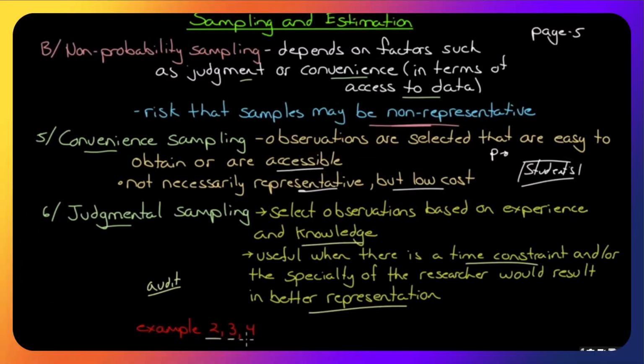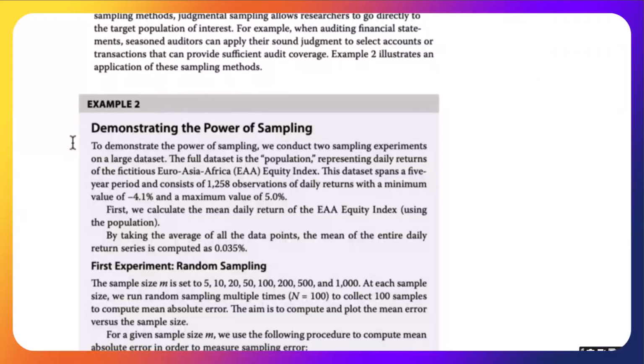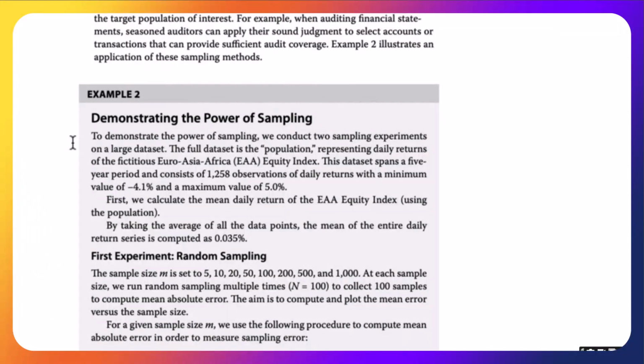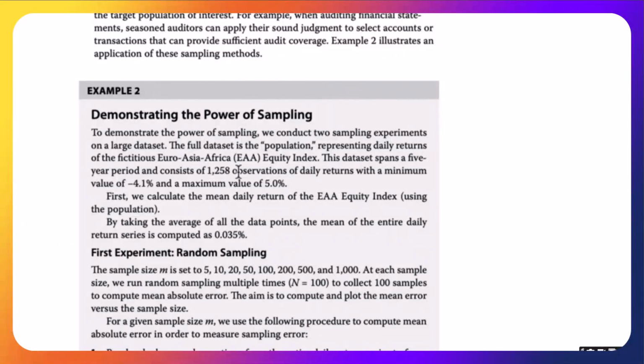Let's walk through 2, 3, and 4. All right, example 2, demonstrating the power of sampling. To demonstrate the power of sampling, we conduct 2 sampling experiments on a large data set. The full data set is the population, representing daily returns of the fictitious Euro-Asia-Africa Equity Index. This data set spans a 5-year period and consists of 1,258 observations of daily returns, a minimum value of -4.1, maximum value of 5. So big N, 1,258.